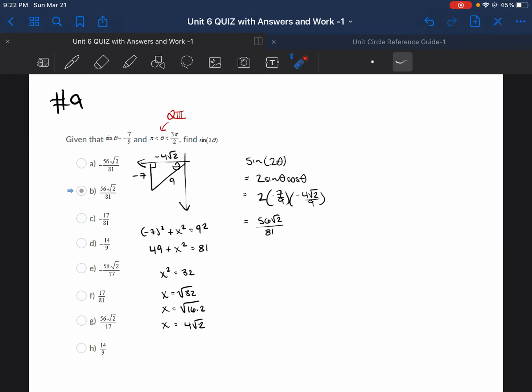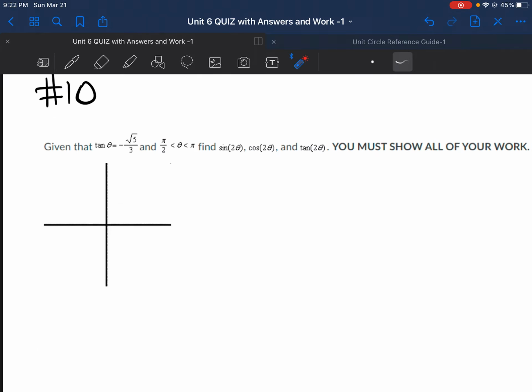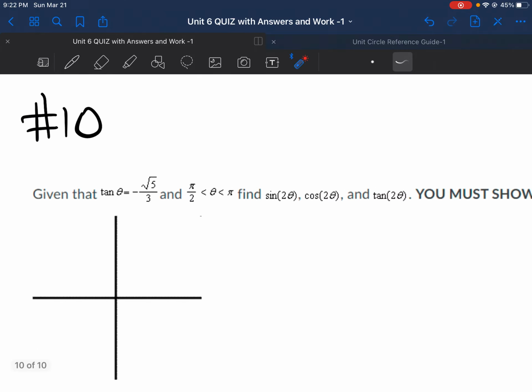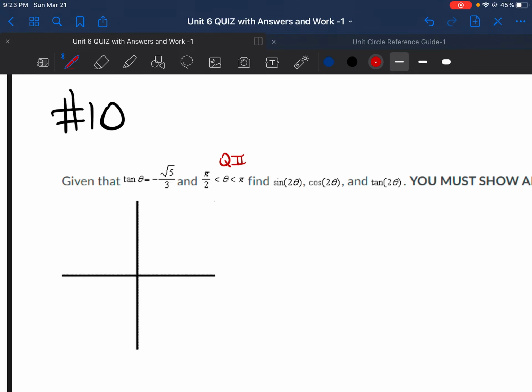All right. So one more problem, and that's going to be our free response problem. This free response problem says given the tangent of theta is negative root 5 over 3, and that theta is between pi over 2 and pi, which, by the way, is quadrant 2, we want to find sine of 2 theta, cosine of 2 theta, and tangent of 2 theta.